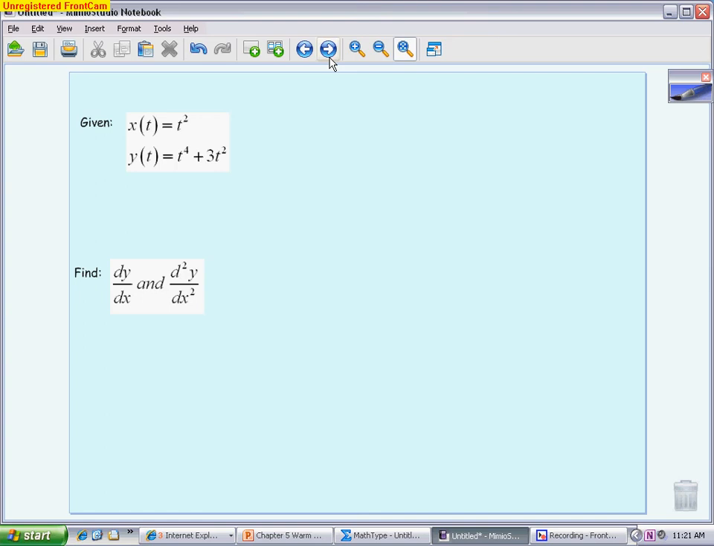So first we're going to take the derivatives. We know the first derivative is going to be dy/dt over dx/dt. I usually start by writing that. And then I'm going to go off and look and see what my dy/dt is. It is going to be 4t cubed plus 6t. And then my dx/dt would be 2t.